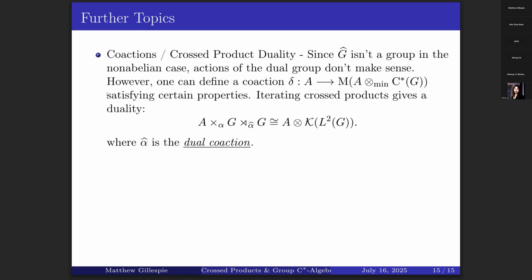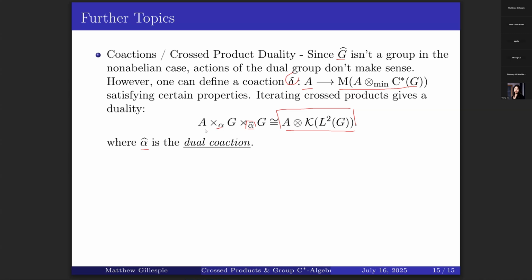So a coaction, in a very vague sense, is just a homomorphism from A to this C-star algebra that satisfies some properties. Once you know what this is, you can iterate the cross-product procedure, so you can do it twice. If I do this process twice, where I'm dualizing this action, I actually get this nice isomorphism, which looks like what? It's the stabilization of A. And this is, again, where this pops up a lot. This is called cross-product duality, and in particular, this theorem is called Imai-Takai duality, named after the mathematicians that proved it. This alpha we call, in this case, the dual coaction whenever our G is not abelian.